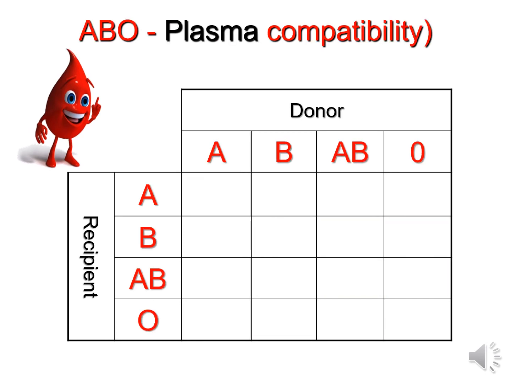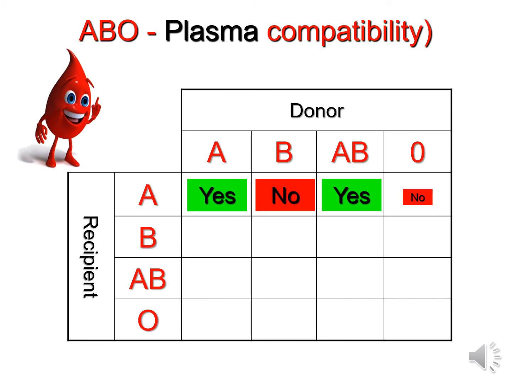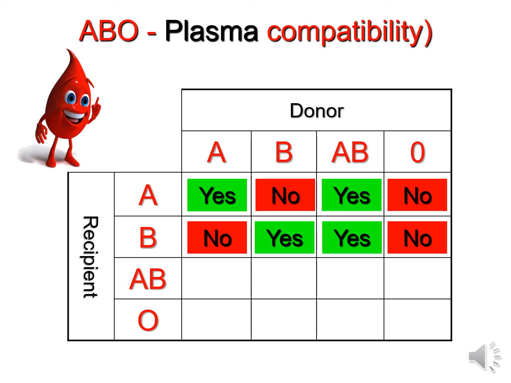What about ABO and plasma compatibility, which is now the reverse of the packed red blood cell compatibility? With plasma, for group A, A and A are compatible, B and A are not compatible, AB is compatible, O is not compatible. For blood group B, A and B are not compatible, B and B, of course, are compatible, AB can be compatible, O is not compatible.